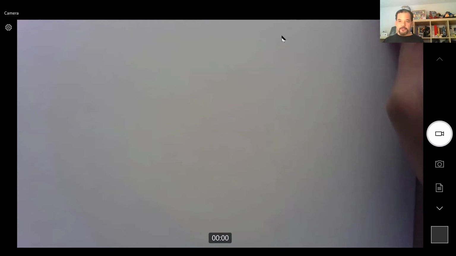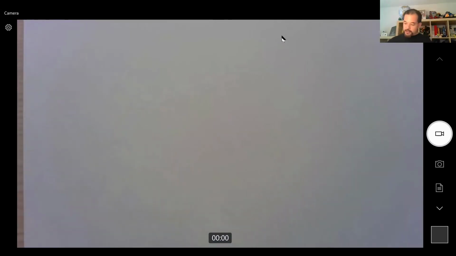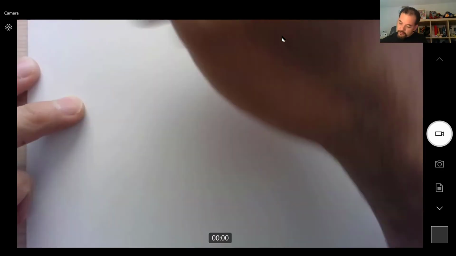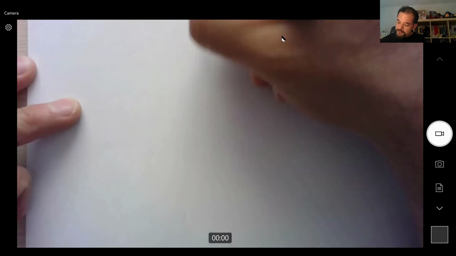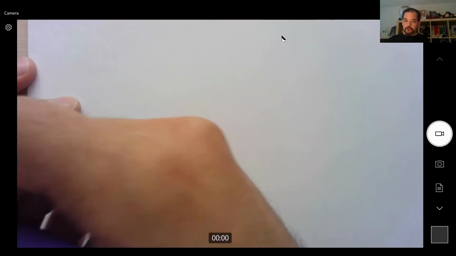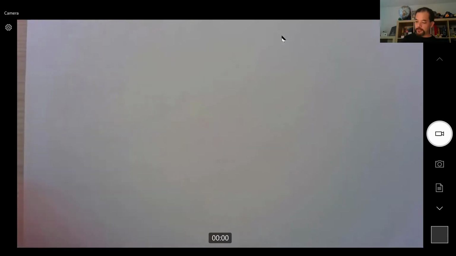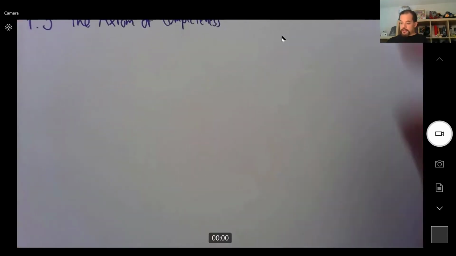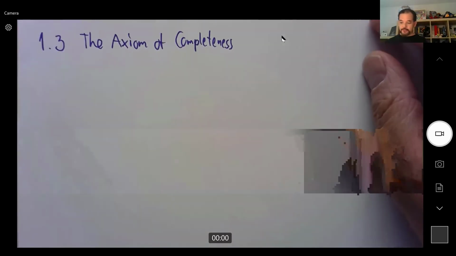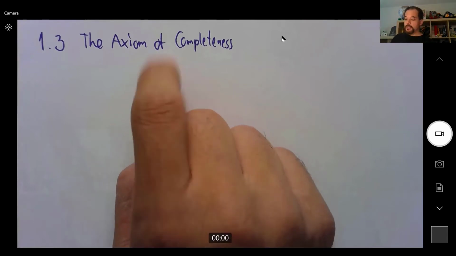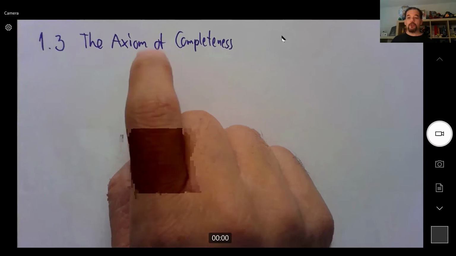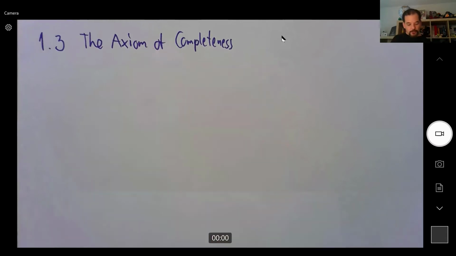And here's where we are. So this is 1.3. The section is called the Axiom of Completeness. And at this point, it's probably a good moment in our class to tell you that we won't have a quiz today like we did last time, but we will have one at the beginning of next class, I'm telling you in advance, and it will be about 1.3. Okay. All right. So what is it that we know about the real numbers so far?